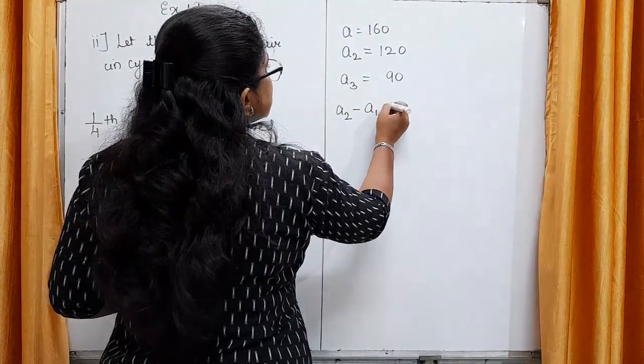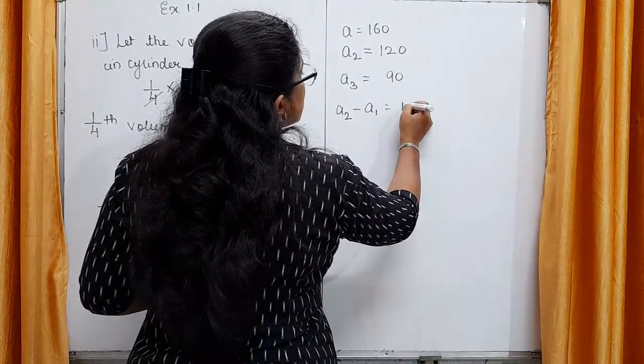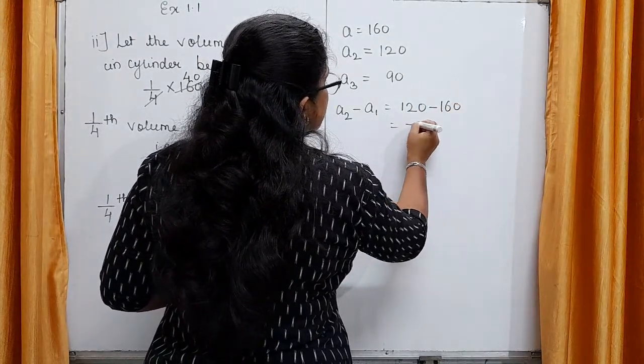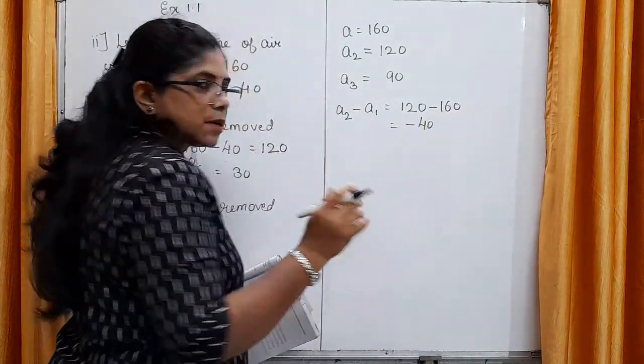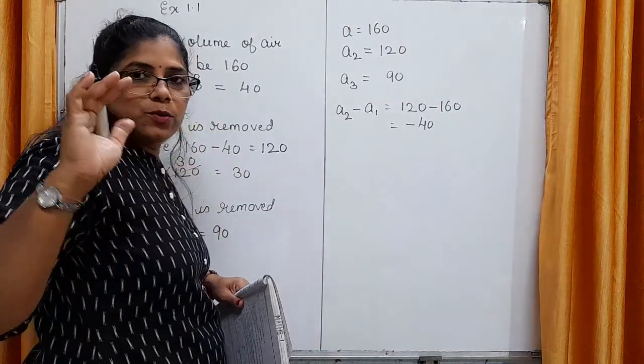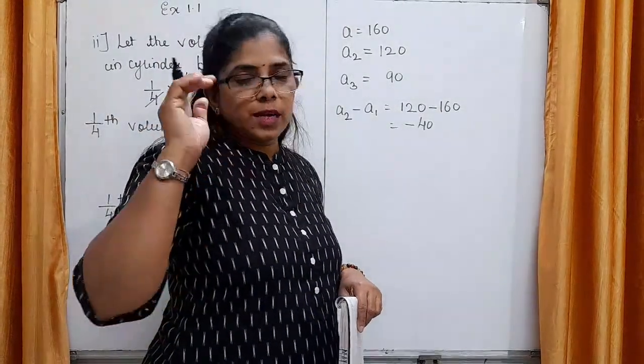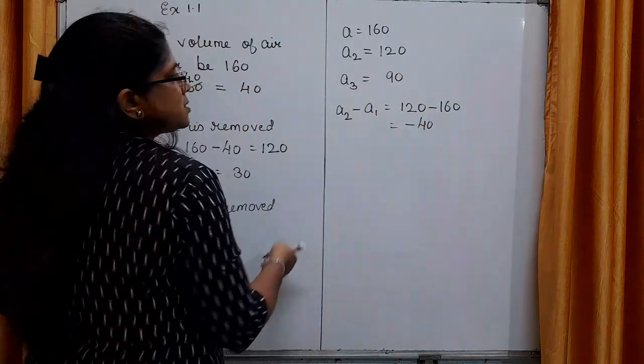A2 minus A1. Okay. 120 minus 160 is minus 40. Common difference can be anything. Okay, don't get tense. Negative, decimal, no, it can be anything. So here it is minus 40.